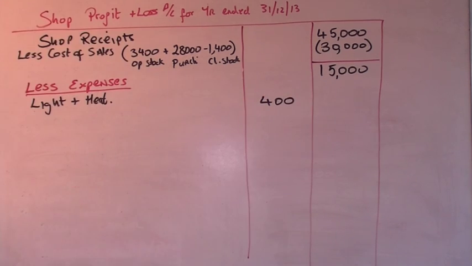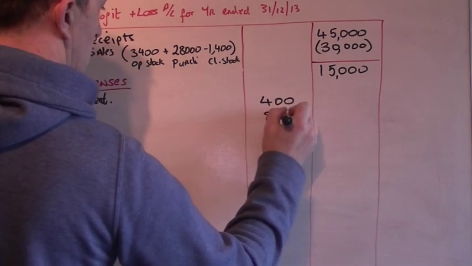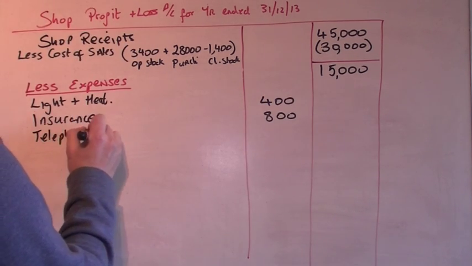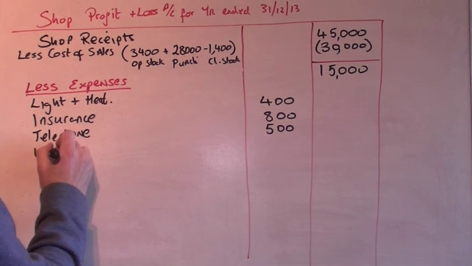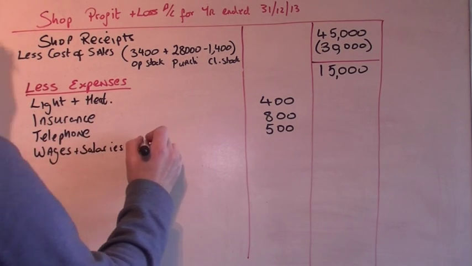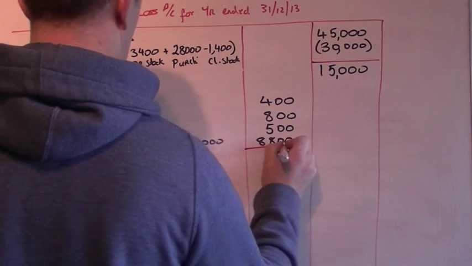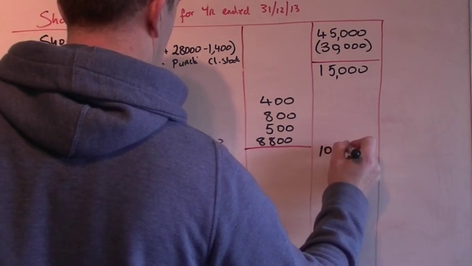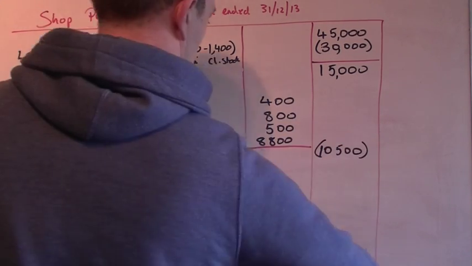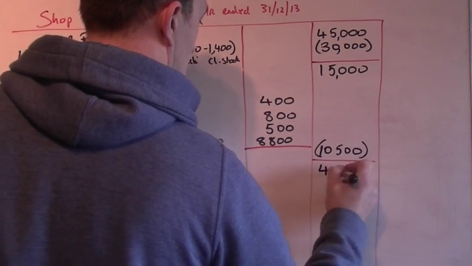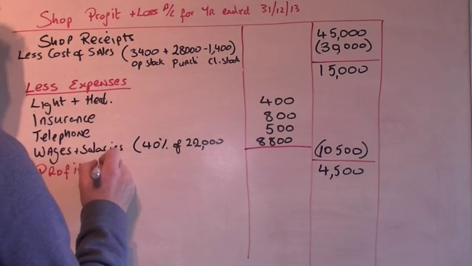Then we take away our expenses. First of all, light and heat is 400, insurance is 800, telephone is 500, and then wages and salaries, it's 40% of the 22,000 figure, is 8,800. Our total expenses therefore add up to 10,500, and when we take that away from our profit, we have a profit from the shop of 4,500.